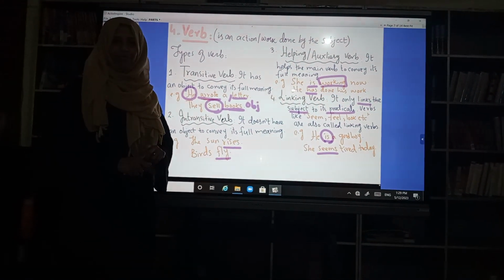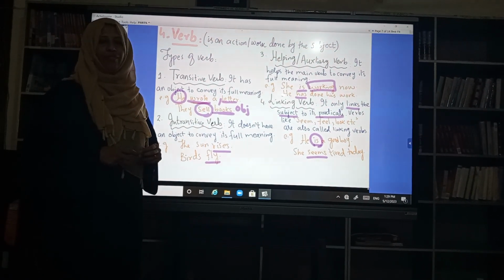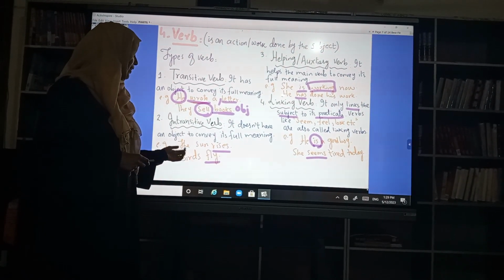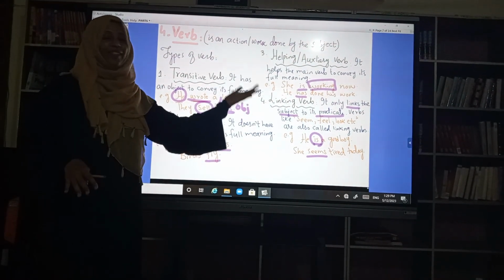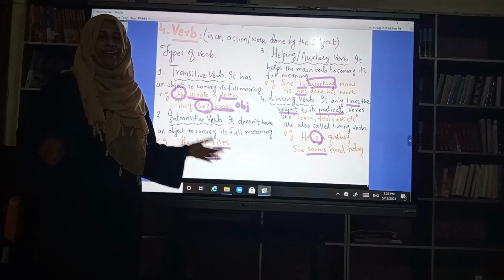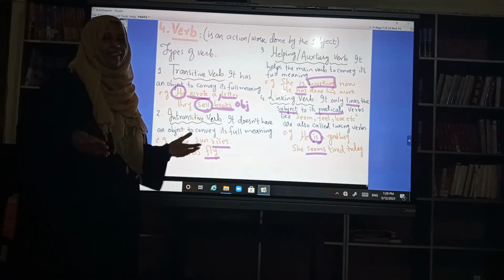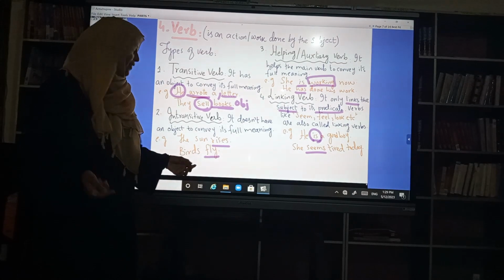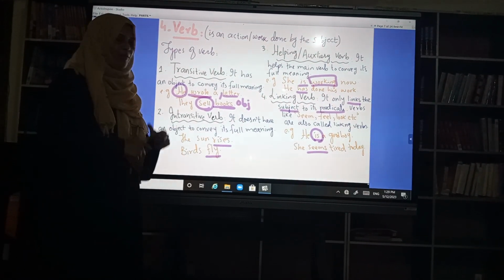Second type is intransitive verb. As I told you earlier, it doesn't need any object to convey a complete meaning. For example, the sun rises. It's not important that it rises from the east, we know it very well. Still, it gives you a complete idea that the sun rises and it's a natural phenomenon. Same goes for birds fly, etc.